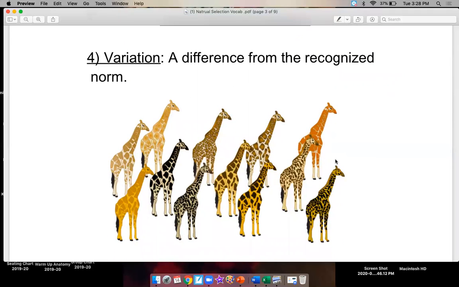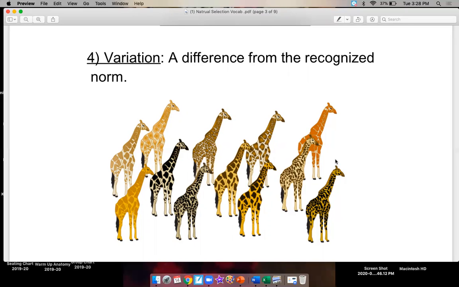Variation, a difference from the recognized norm, meaning we're all different, right? Your parents could have 5 kids and all 5 of them could look a little different. That's variation. That is important for this chapter because those differences are what makes natural selection work, right? One of those kids might be slightly better at surviving than the other kids in that environment. They're more likely to survive, therefore more likely to reproduce, and therefore the next generation is more likely to have better traits.